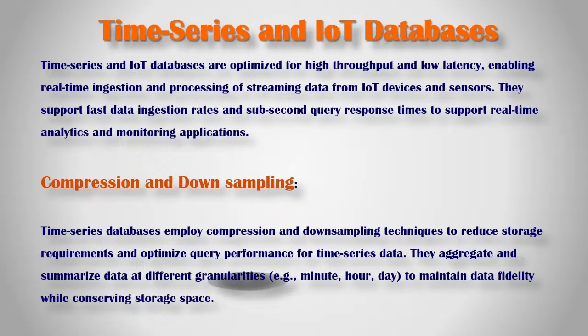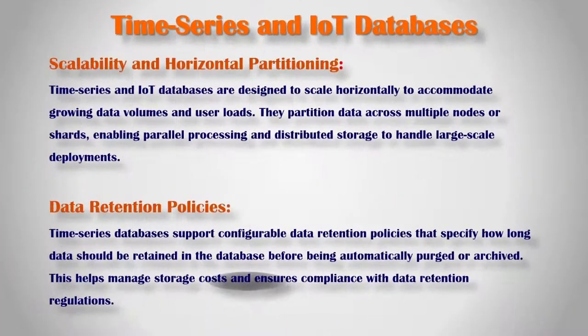Compression and downsampling. Time series databases employ compression and downsampling techniques to reduce storage requirements and optimize query performance for time series data. They aggregate and summarize data at different granularities, for example, minute, hour, day, to maintain data fidelity while conserving storage space.